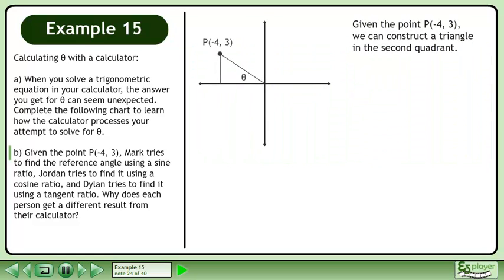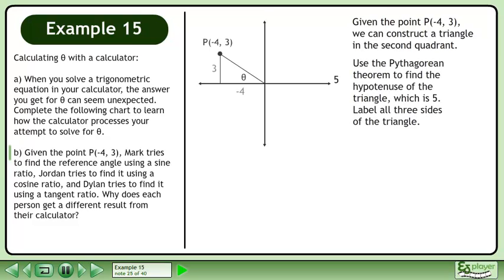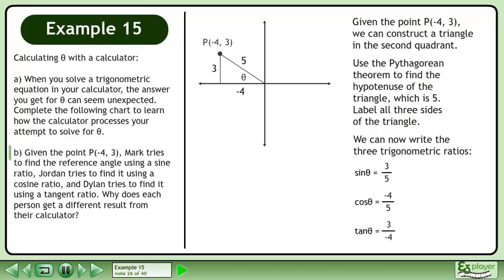Given the point P(-4, 3), we can construct a triangle in the second quadrant. Use the Pythagorean theorem to find the hypotenuse of the triangle, which is 5. Label all 3 sides of the triangle. We can now write the 3 trigonometric ratios. Sine theta equals 3/5, cos theta equals -4/5, and tan theta equals -3/4.